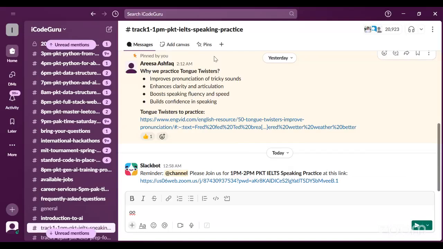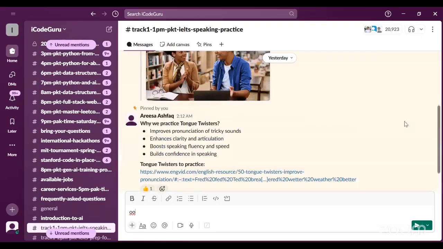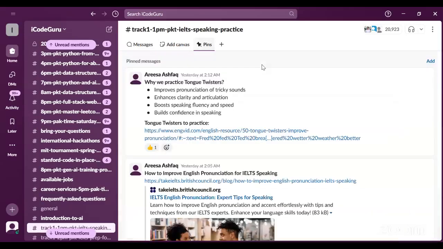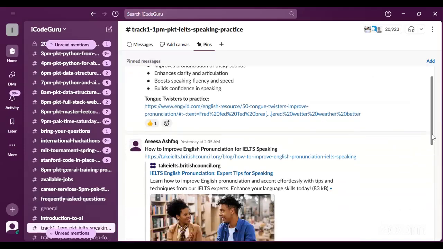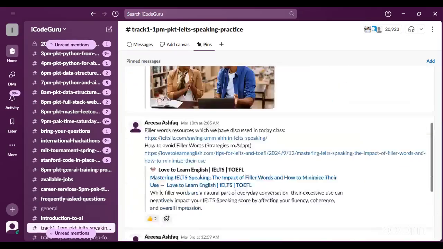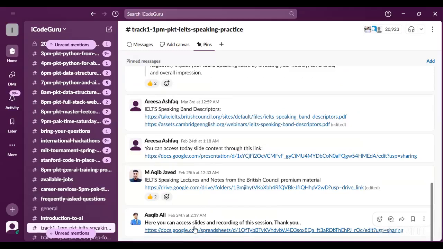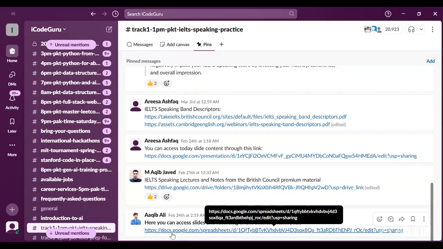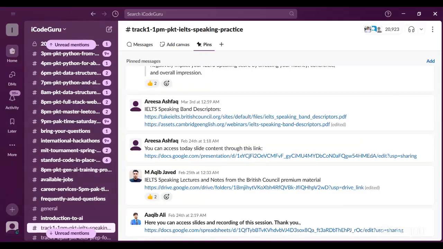So this is the sheet. I will check if I have someone's Drive link, then I can share it with you. These are the pinned messages you can see. This was the thing which we pinned yesterday. So when you scroll down here, you will find this sheet link which I have shared with you.